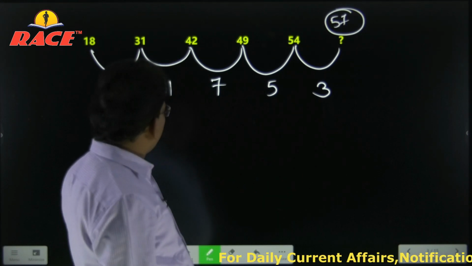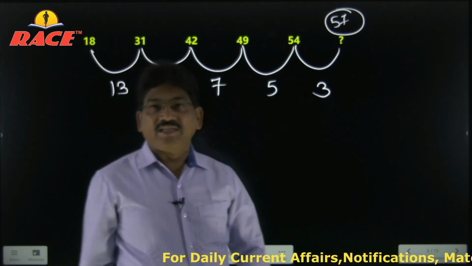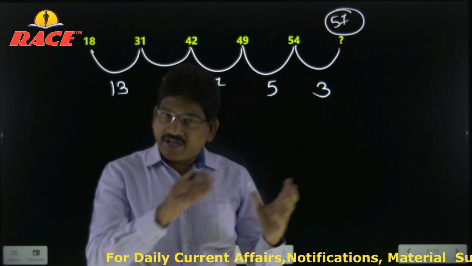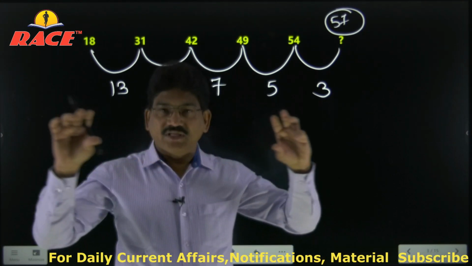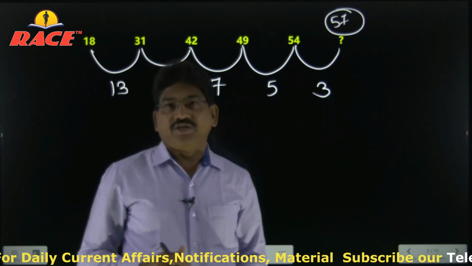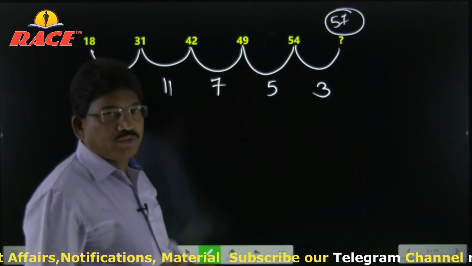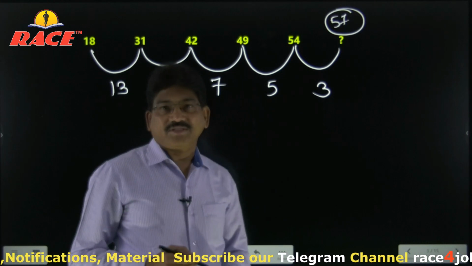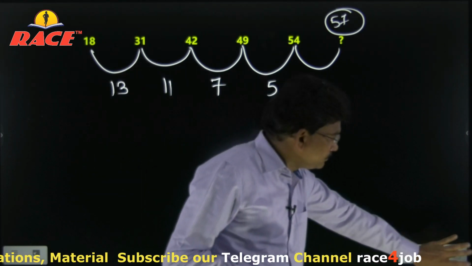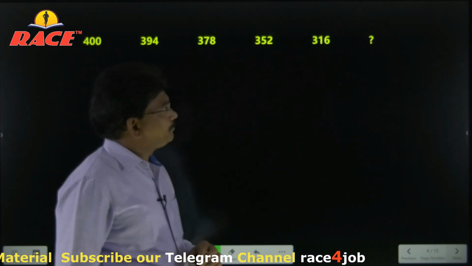Right friends, very simple. If you are unable to identify anything, then go for the difference. In difference also, as I said to you, if the numbers in the series are smaller ones, you can make out the difference. Once I take out the difference, I could make out that yes, these are prime numbers. Next question. See this one, friends.